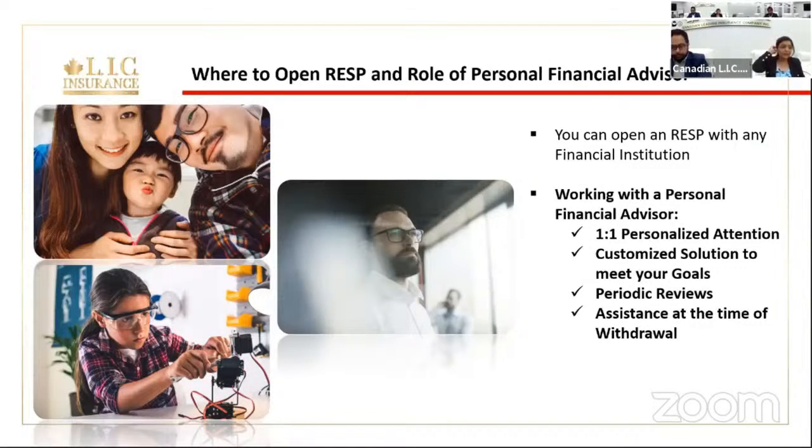Okay. And then on the other hand, if it's an investment kind of RESP, and you are maintaining that RESP, then definitely you need to sit down once a year or every 6 months with your advisor and see if there is a need to change the investments, or a change in the portfolio.